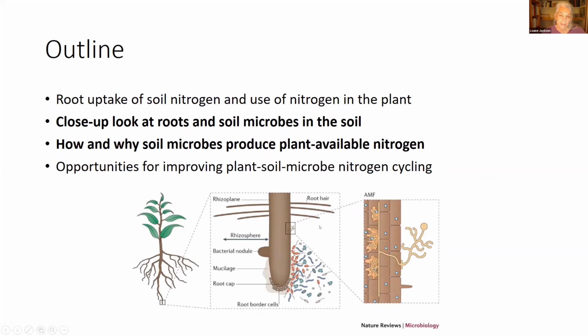So now what we're going to do is look at the root in soil. So not just the rhizoplane and the root hairs that we just talked about, but also the microbial community and soil food web around the root, and why it is that plants, especially in organic systems, get a lot of their nitrogen from microbial processes.